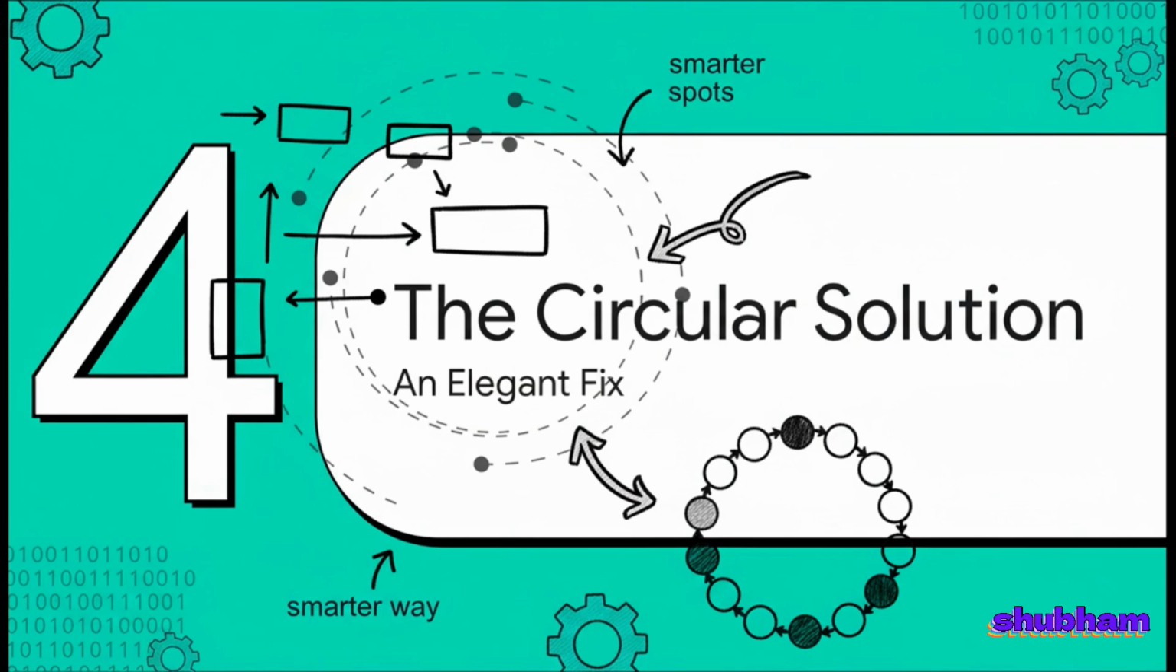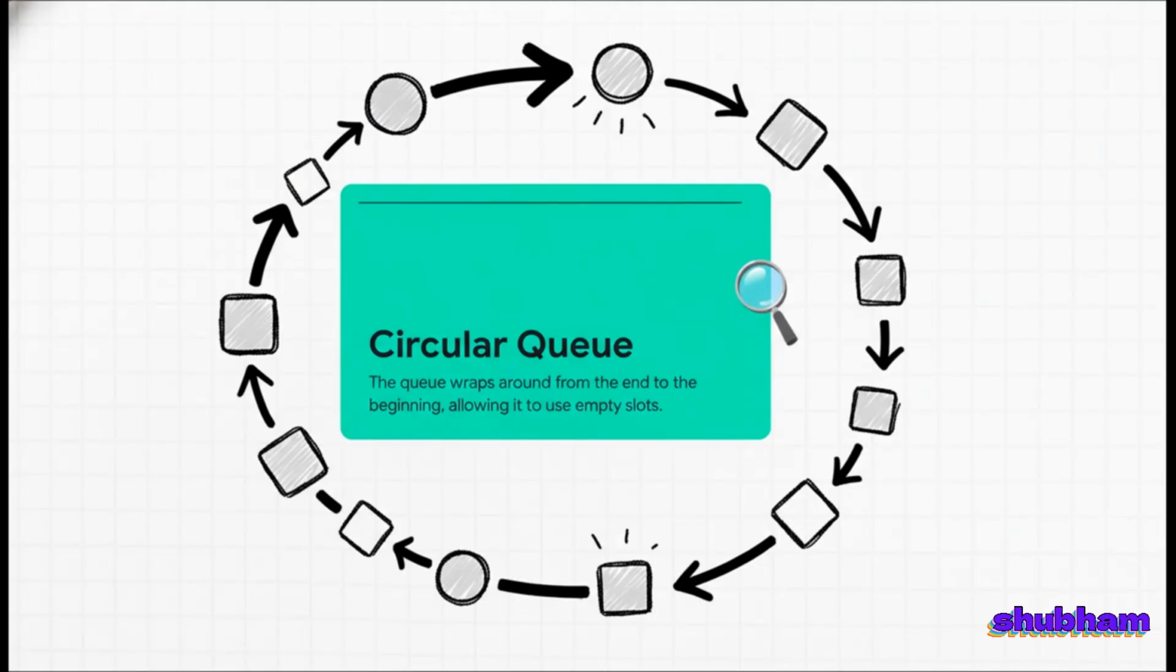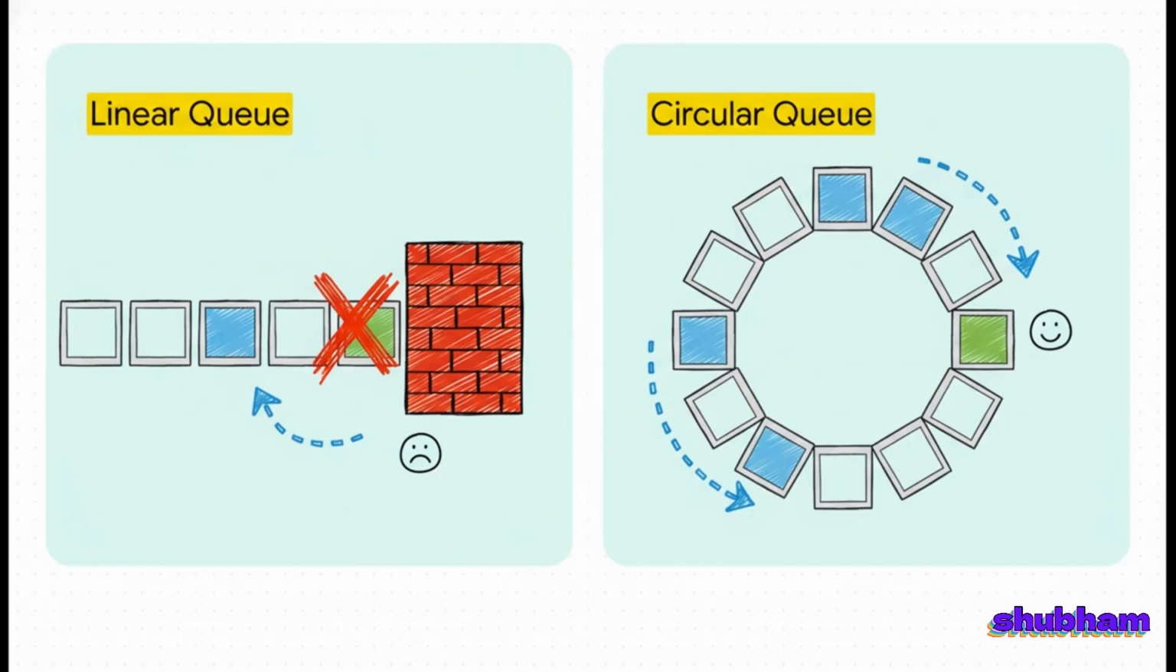And thankfully, computer scientists came up with a really elegant solution to this exact problem. Say hello to the circular queue. Instead of thinking of it as a straight line that hits a dead end, I want you to picture it as a circle. When the rear gets to the very end of the list, it doesn't just stop. It cleverly wraps right around to the beginning, ready to start filling any of those empty spots that were left behind. And when you put them side by side, the difference is just night and day. A linear queue hits a wall, it gets stuck, and it wastes space. A circular queue is so much more efficient. It uses every single available slot by looping back to the start. No more wasted space. It's a game changer.